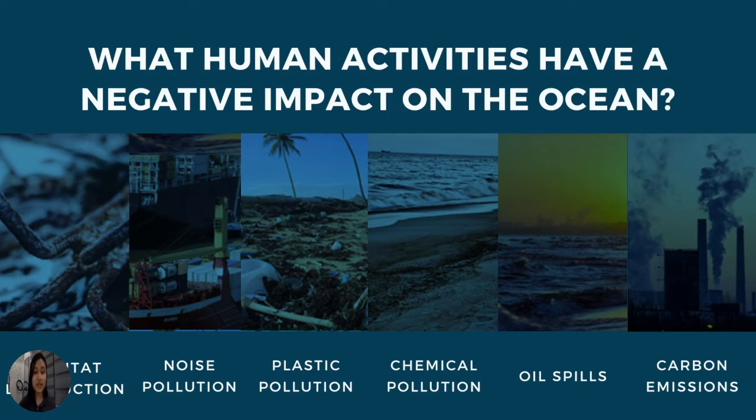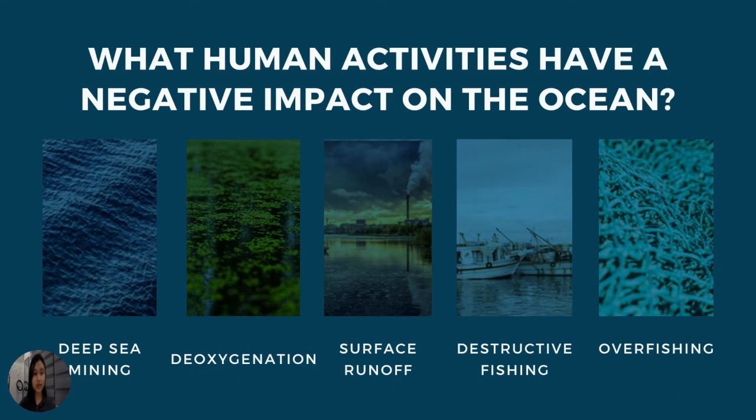What human activities have negative impact on the ocean? Examples include habitat destruction, noise pollution, plastic pollution, chemical pollution, oil spills, carbon emissions, deep sea mining, deoxygenation, surface runoff, destructive fishing, and overfishing.